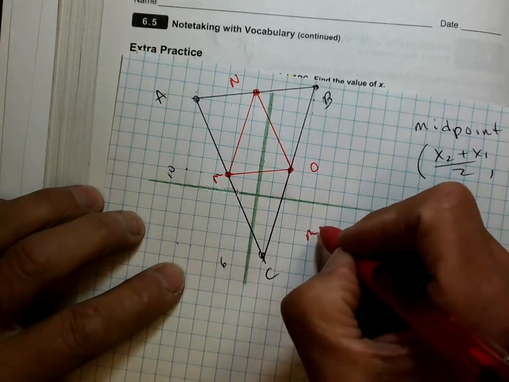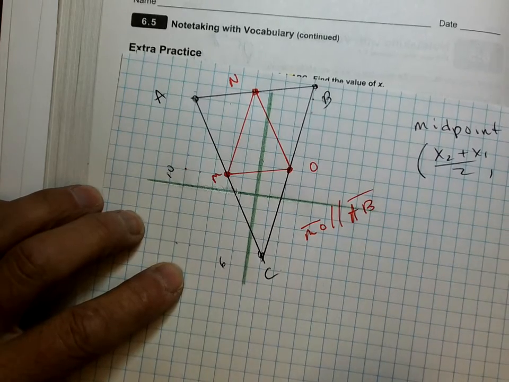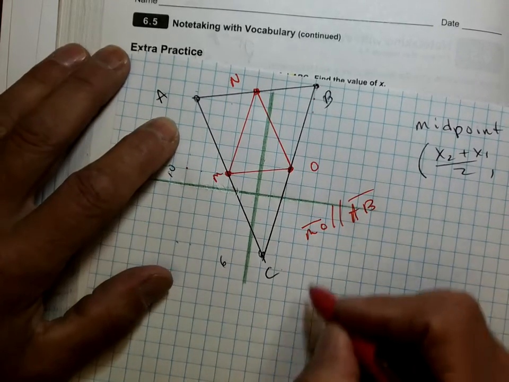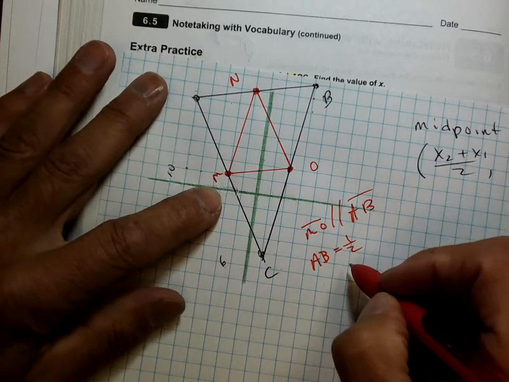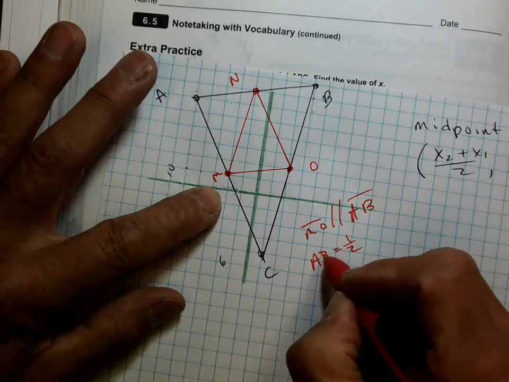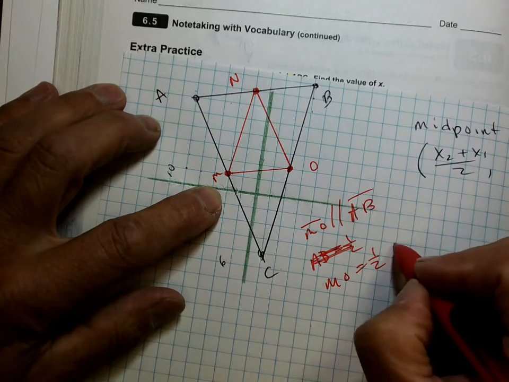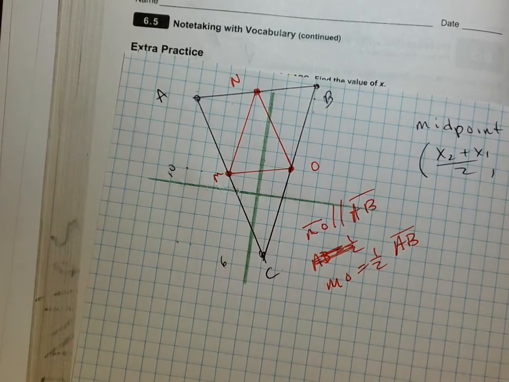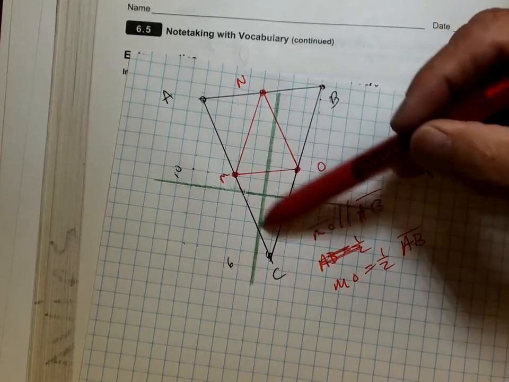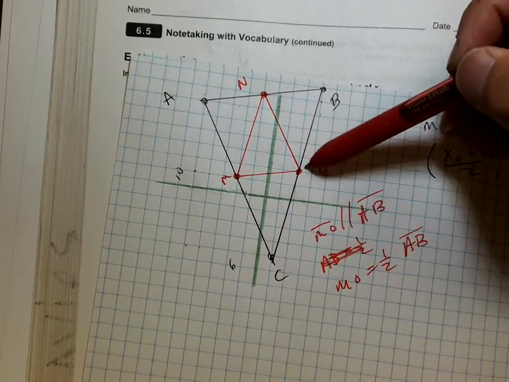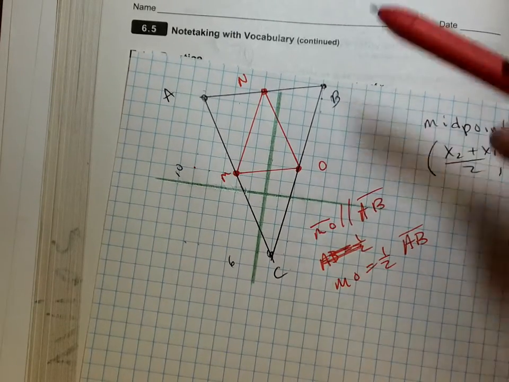I know that MO is parallel to AB, and MO is equal to half the length of AB, okay? And the same with the others, right? I know that NO is parallel to AC and half its length. I know that MN is parallel to CB and half its length. It's pretty easy, isn't it?